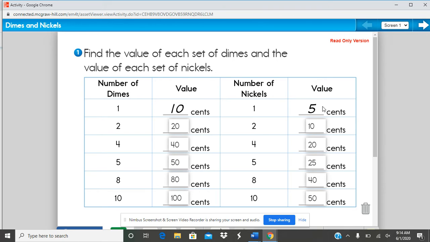I could also go the other way and say that it's half. 5 is half of 10. 10 is half of 20. 20 is half of 40. So knowing my tens might actually help me with my nickels or my fives.